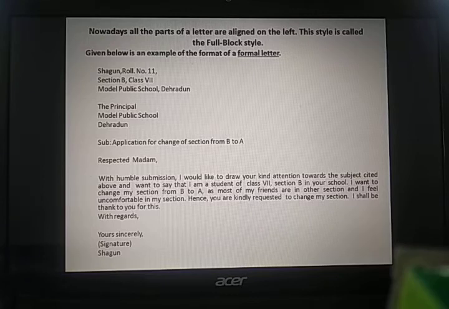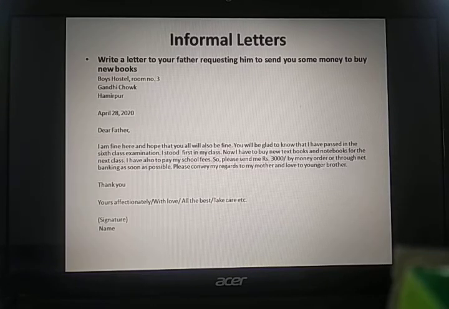Okay. Now, here is another sample of an informal letter. It is: write a letter to your father requesting him to send you some money to buy new books. Okay.